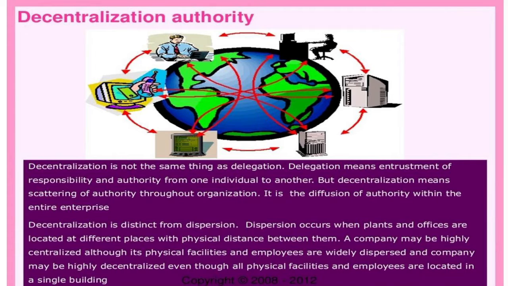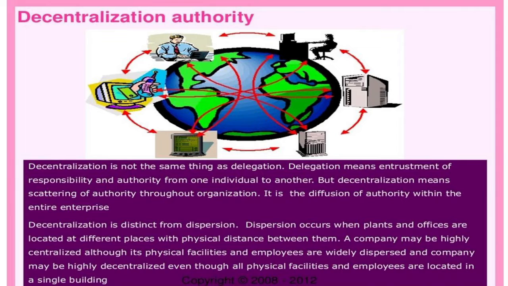Authority of decentralization is the same thing as delegation. Delegation means entrusting responsibility and authority from one individual to another. Decentralization means scattering of authority throughout the organization. It is diffusion of authority within the entire enterprise. Here, once we give the authority or responsibility to an individual, he is wholly and solely responsible. But decentralization has some limitations.